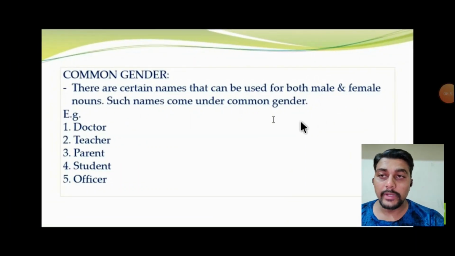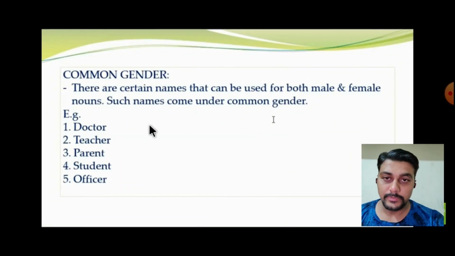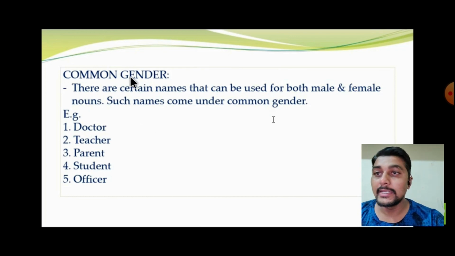The third one is common gender. Let's see it. Definition: there are certain names that can be used for both male and female nouns. Such names come under common gender.